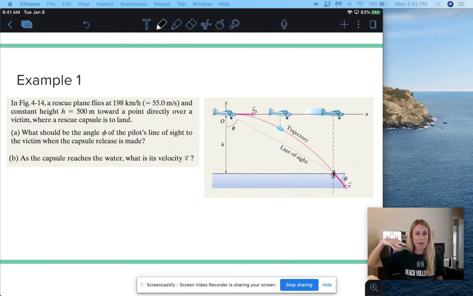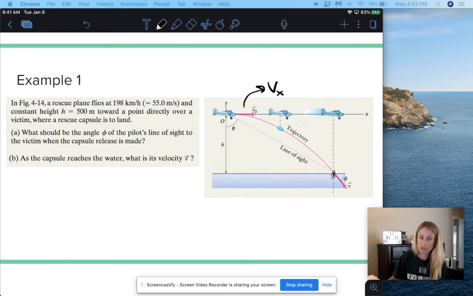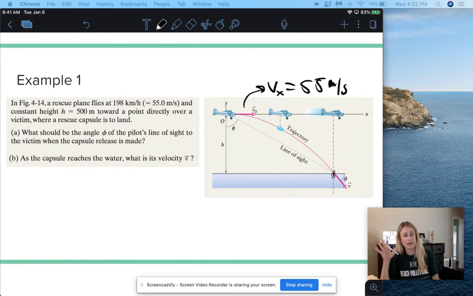All right, so basically this is a horizontally launched projectile, because as the plane releases the capsule, that capsule, because it has what we call inertia, which again we'll talk about in the Newton's laws unit, is going to continue going at the same velocity in the horizontal direction that the plane is going. So this initial velocity in the x direction, which remember is constant, I'm just going to label it Vx, that's going to be our 55 meters per second.